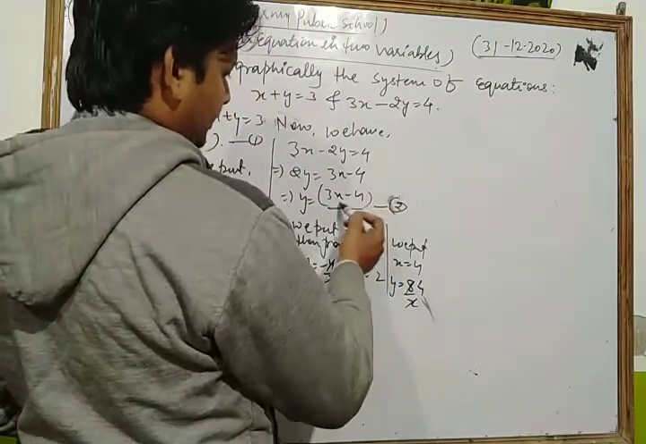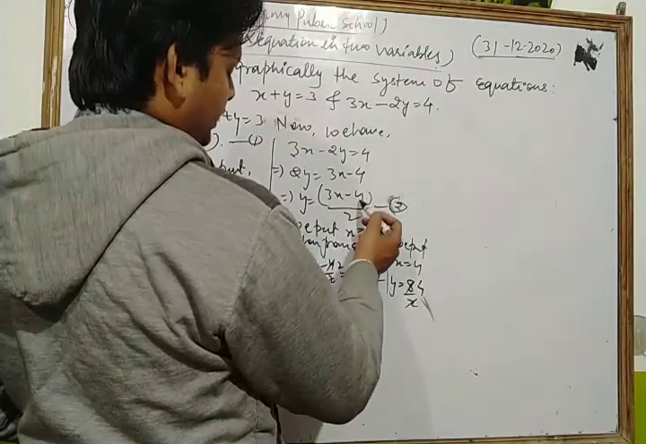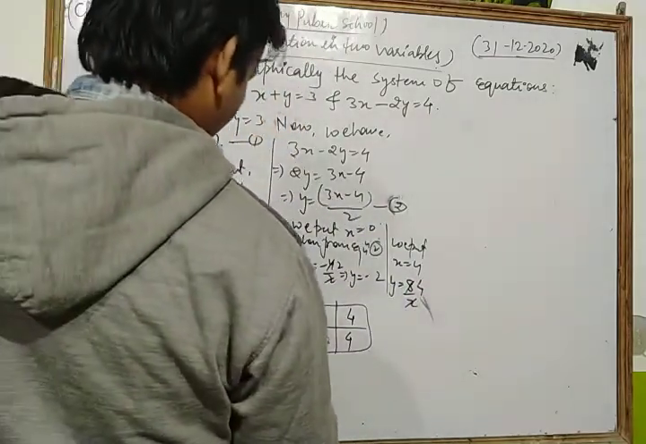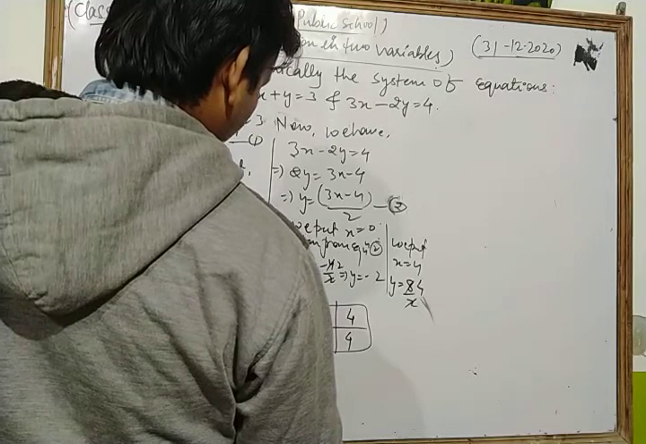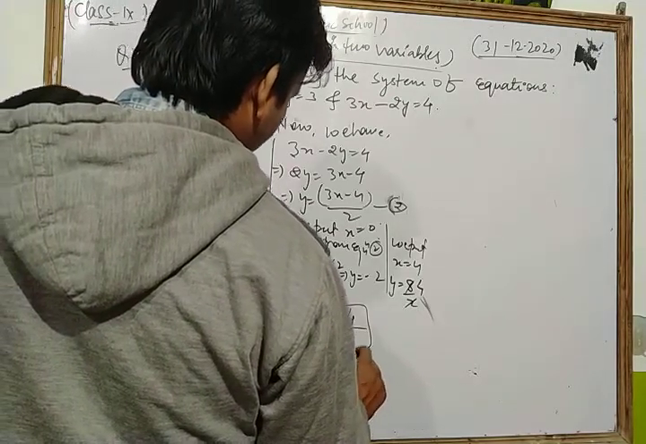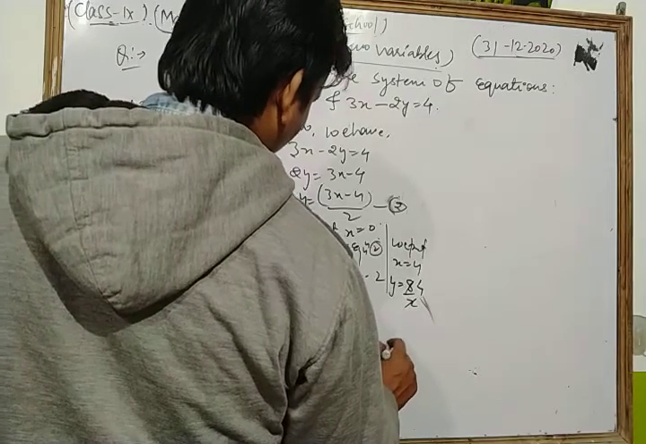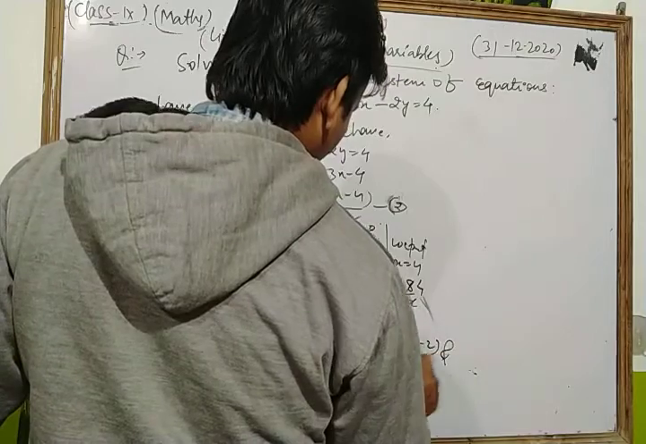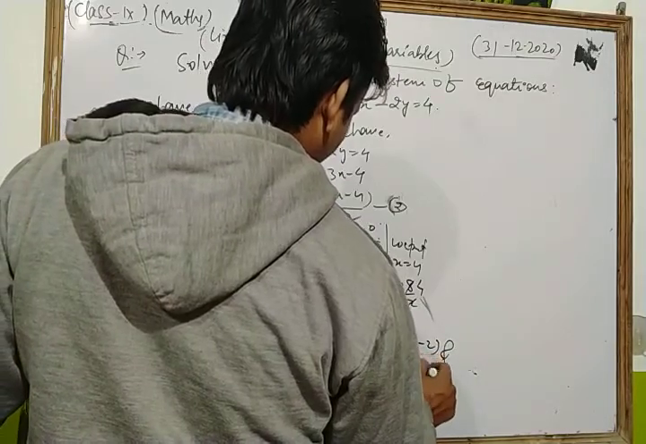Let's see. 3 4s are 12. 12 minus 4, that is 8. 8 upon 2, that is 4. Thus the required points: C is 0 comma minus 2, and we take D as 4 and 4.